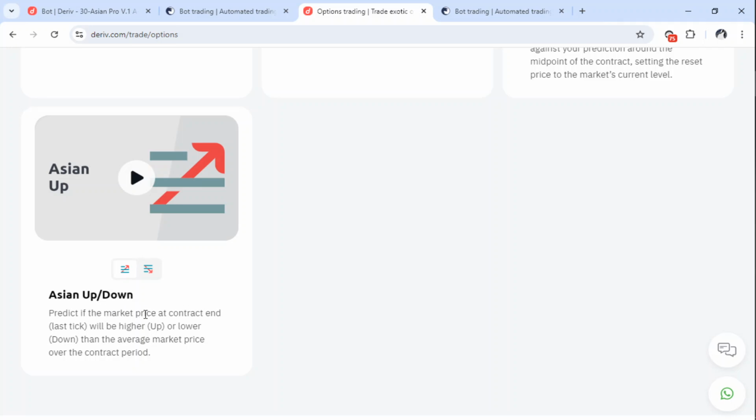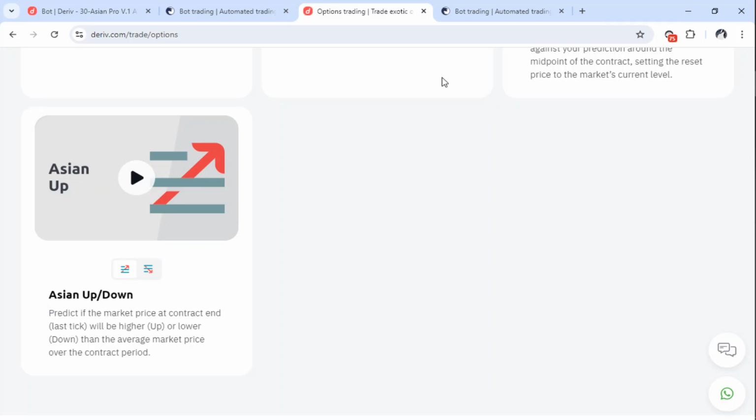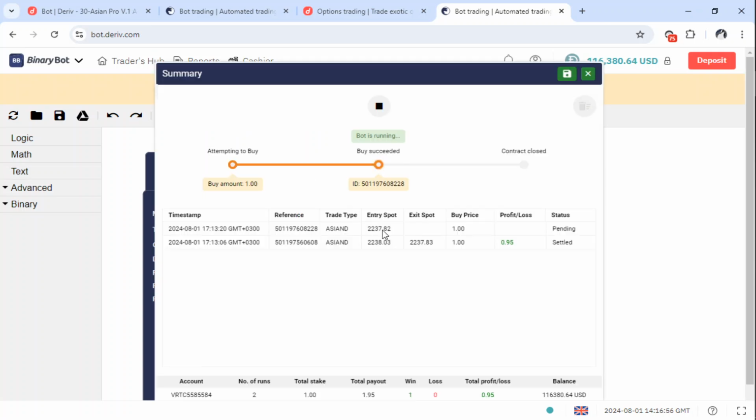Asian down: predict whether the market price at contract end and last tick will be higher or lower than the average market price over that contracted period. So it's a very tricky market. It is up to you to choose how you're going to go about it.